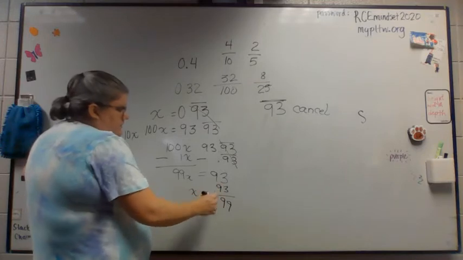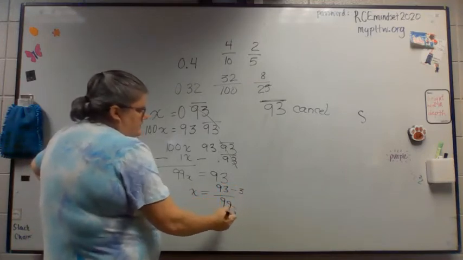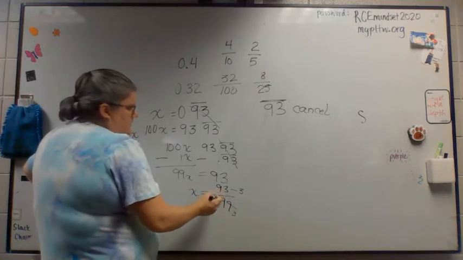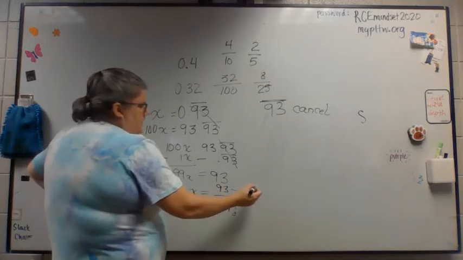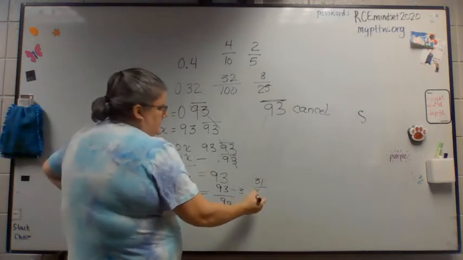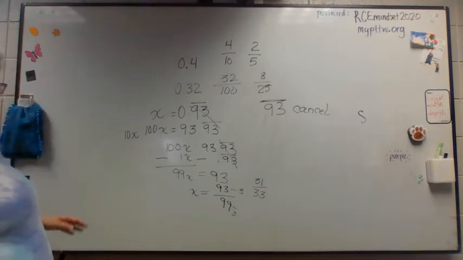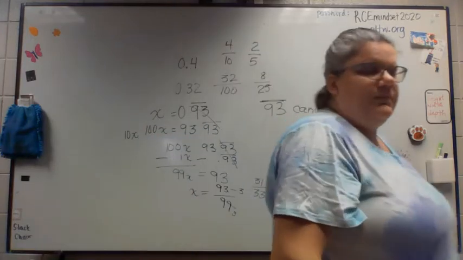And both of those can be divided by 3 to simplify it. So 93 divided by 3 is 31, and 99 divided by 3 is 33. So I'm going to leave that example up there and do another example.